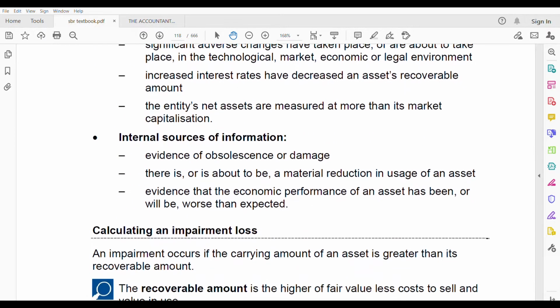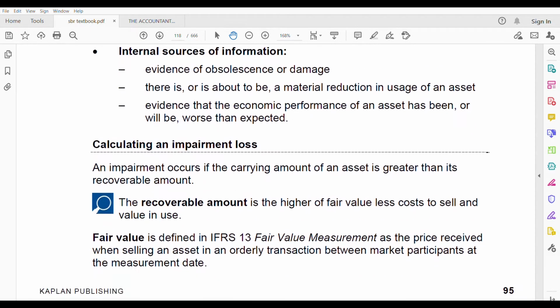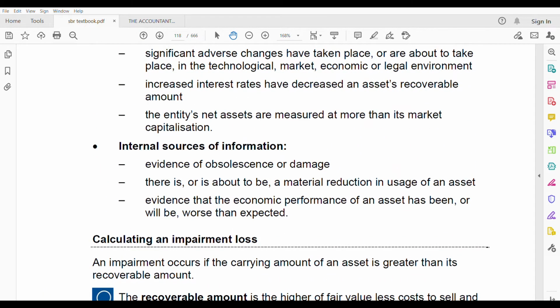Now let us go to the internal sources. Internal sources are something within your organization that you can see. These are external. Evidence of obsolescence or damage. Okay, there is or is about to be a material reduction in the usage of an asset, or evidence that the economic performance of an asset has been or will be worse than expected. So if this external or internal information is there, you carry out an impairment review annually. Otherwise, no need to carry out an impairment review annually.